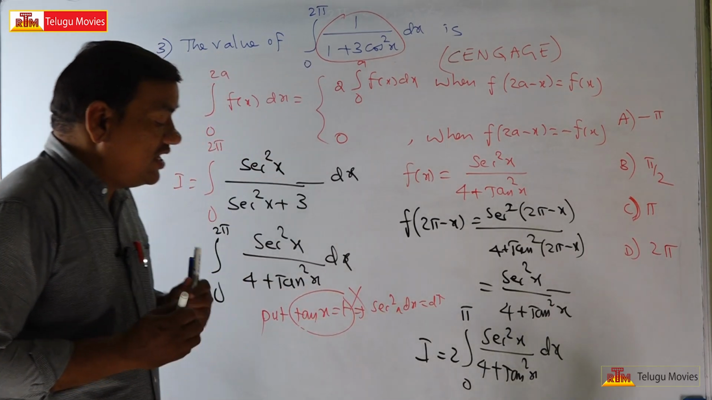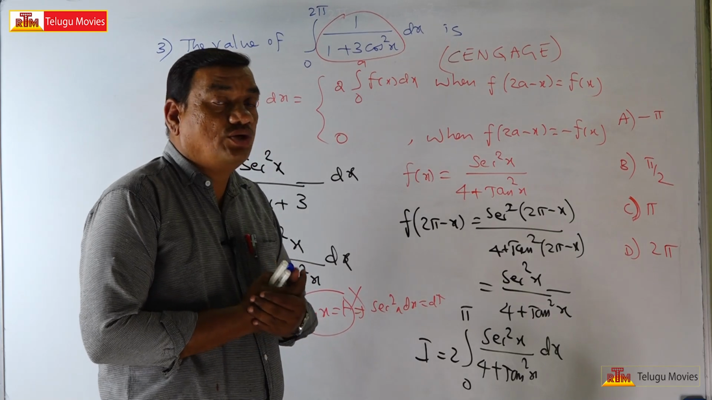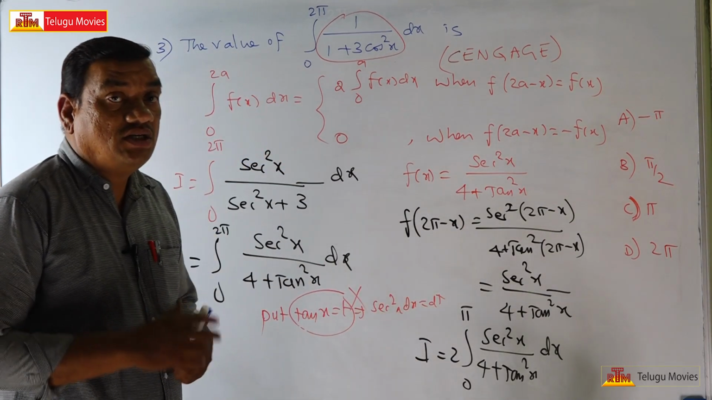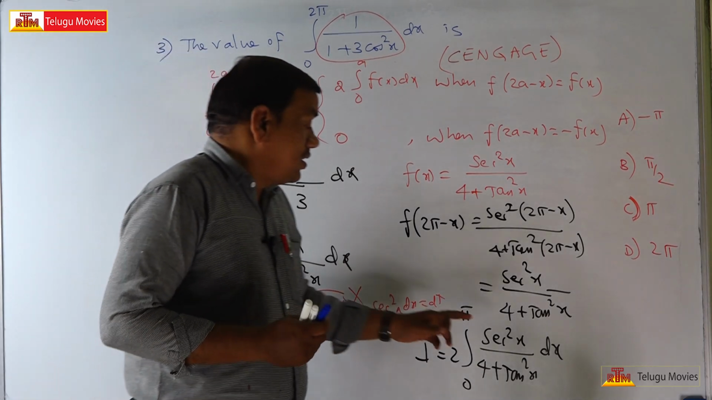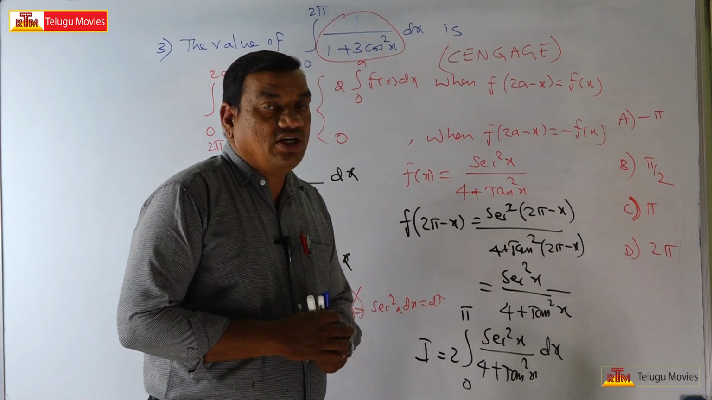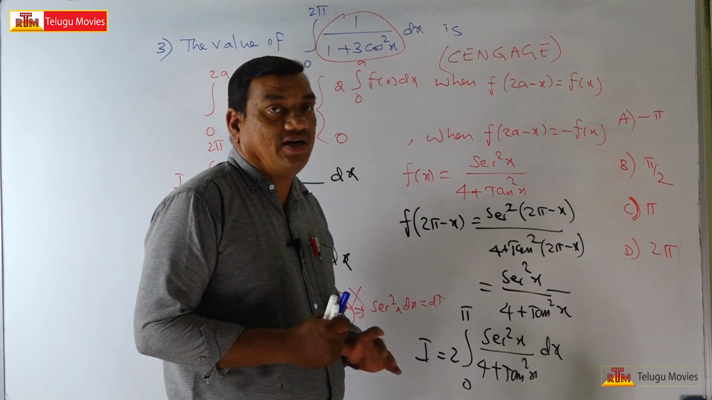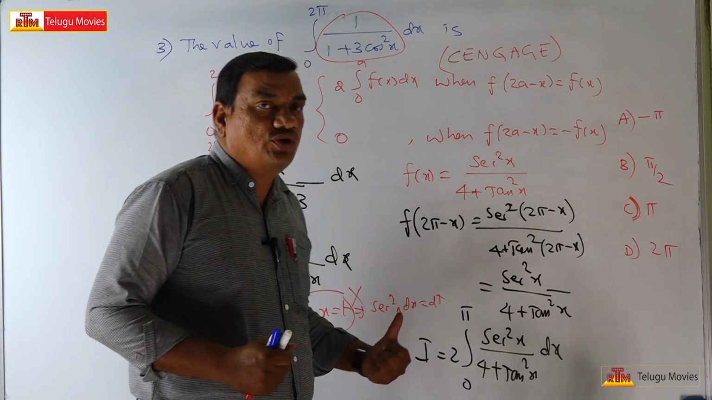Understand? Still here also you should not take tan x is equal to t. Why? Because in the interval 0 to pi, tan x is not continuous. That's why you should not put tan x is equal to t. Again, we will apply the same condition. Let us continue the solution.